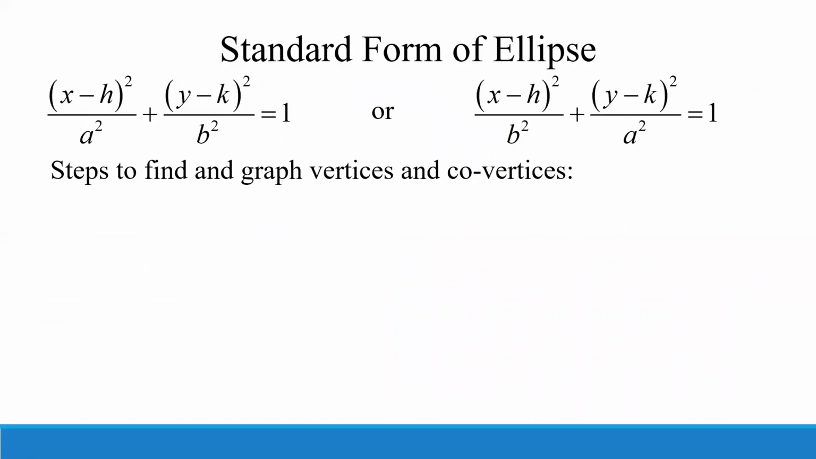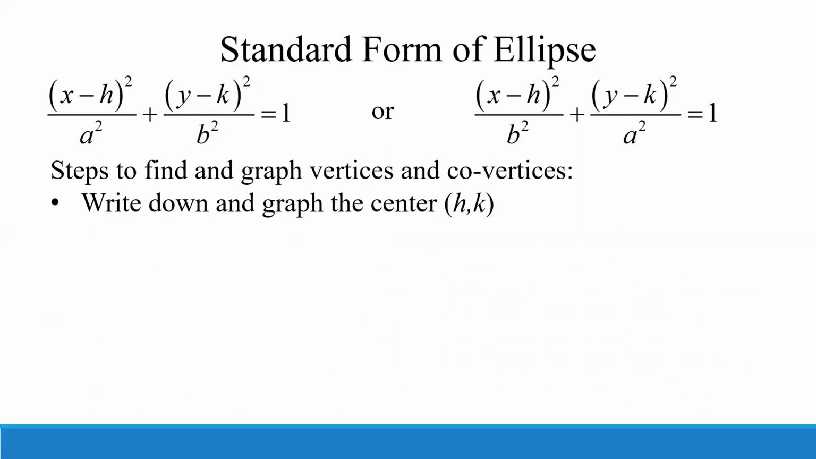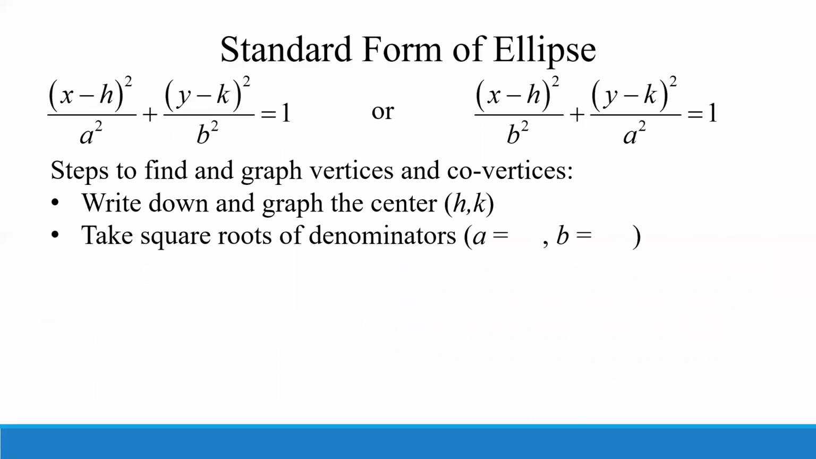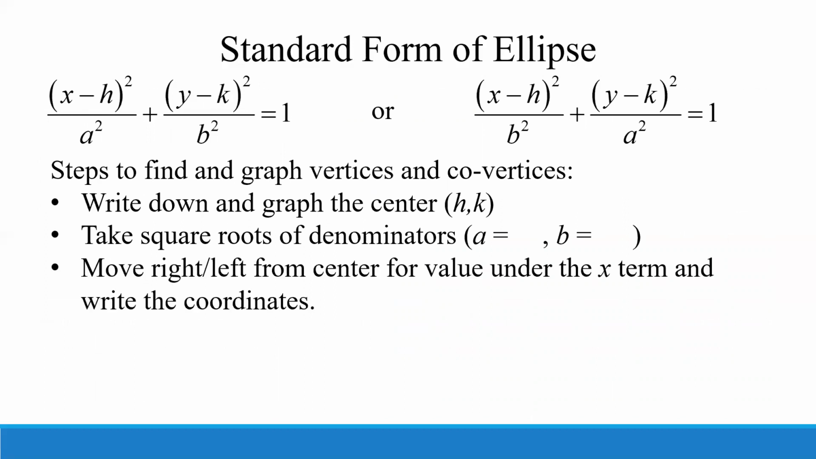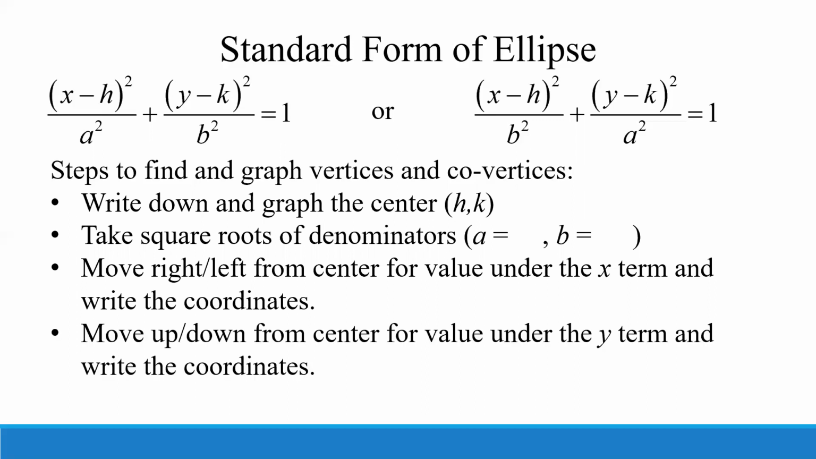So how do we do this? What we're going to do first is graph and write down the center. Because again, all of those other points are going to come directly from that spot, okay? So write down your h, k. We're going to take the square roots of the denominators just to find specifically what that a and the b value is, okay? We're going to go right and left from the center. Whatever number is underneath the x, whether it's the a or the b, the longer or the shorter, it doesn't matter. Whatever that value is underneath the x, we're going to go left and right that amount. And then we're going to go up and down whatever the amount is underneath the y term, okay?